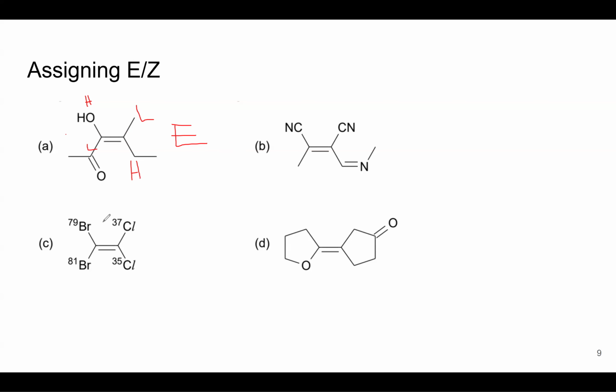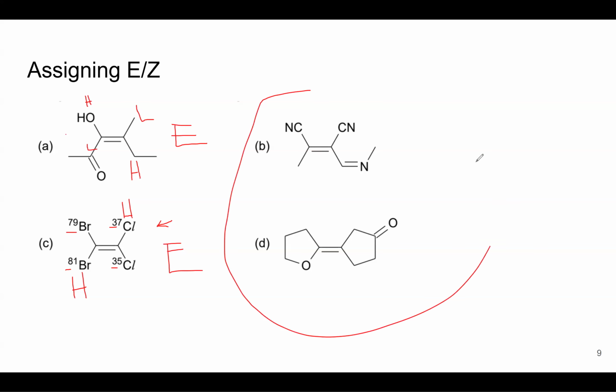Okay, let's take a look at this special case, because just now I haven't talked about isotopes. In this case, 81 is more than 79, so this is higher priority. Then 37 is more than 35, so this is a higher priority. Again, this is an E isomer. Okay, you can try these two. I might go through B.